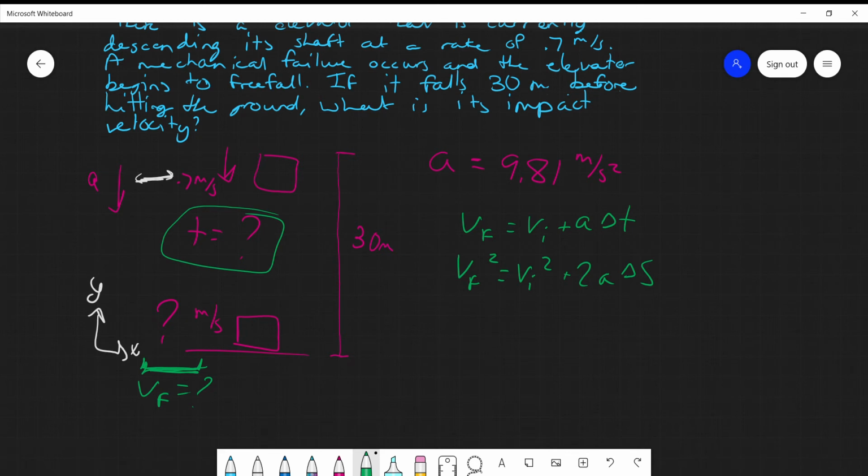Overall, in my table there is one between these two that I didn't bother writing down because it doesn't pertain to anything that we're doing right now.